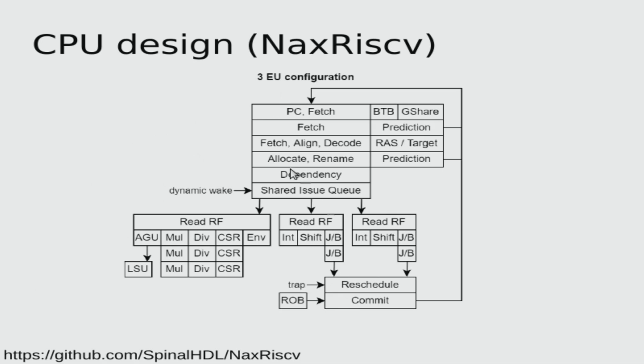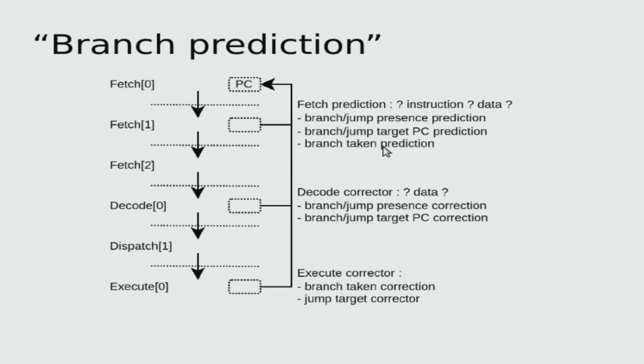What I will focus on during the next slide is just the branch prediction. Here you can see, for instance, there is a branch target buffer, a G-share prediction, and a return address stack prediction. We kind of name that branch prediction, but it is much more than this. It doesn't need to be done exactly as I will show you now, but that's to give an example. And this is not even exactly how NaxRiscv does it, but it's quite close.